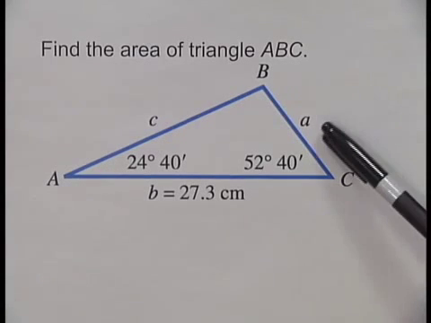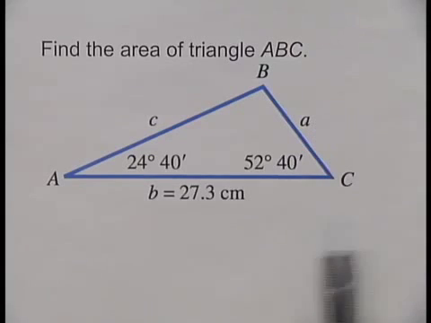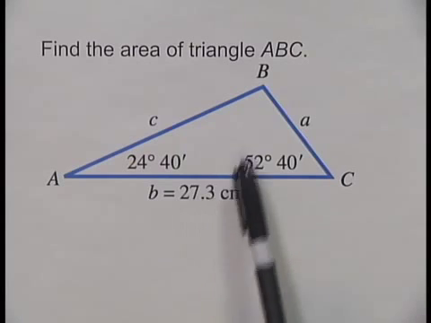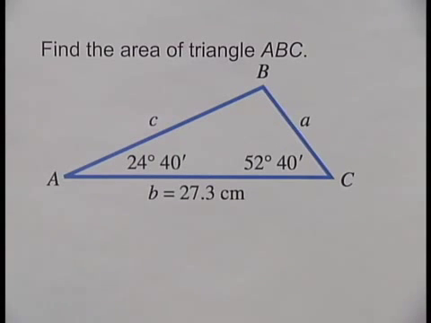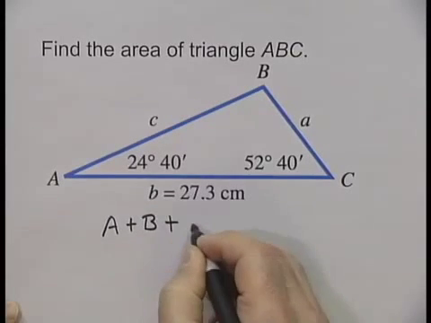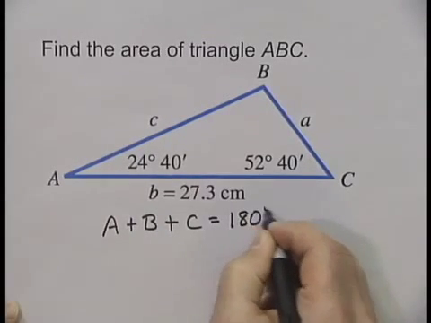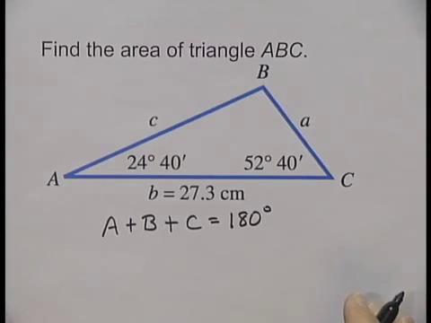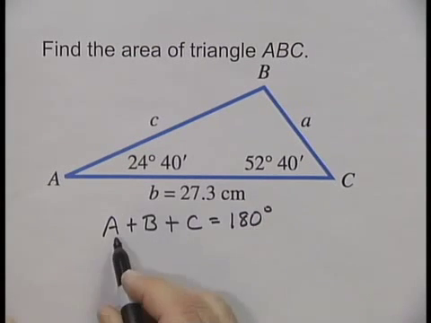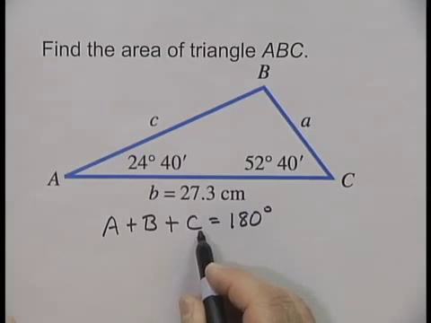I'm going to decide to find side A, but to do that, we want to use the law of sines. In order to use the law of sines, we need to have the angle opposite this length B, which means angle B. And what we know is that for any triangle, A plus B plus C must equal 180 degrees. That is, the sum of the angles is 180. So that means that angle B would be equal to 180 degrees minus angles A and C.